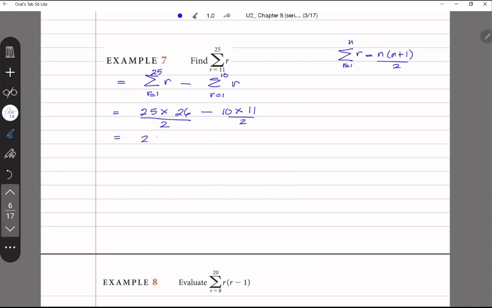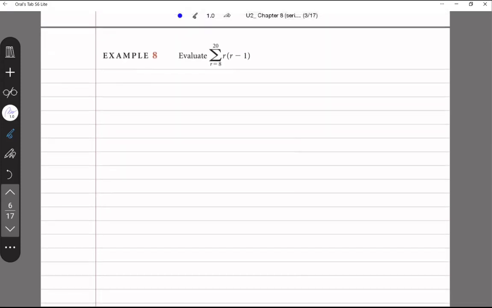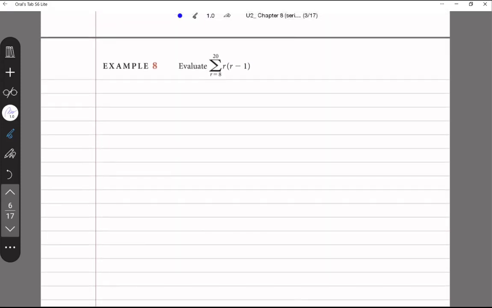So this is 25 times 13 minus 5 times 11. 25 times 13, I think, is 325. 5 times 11 is 55. And what is our answer? This is 217.